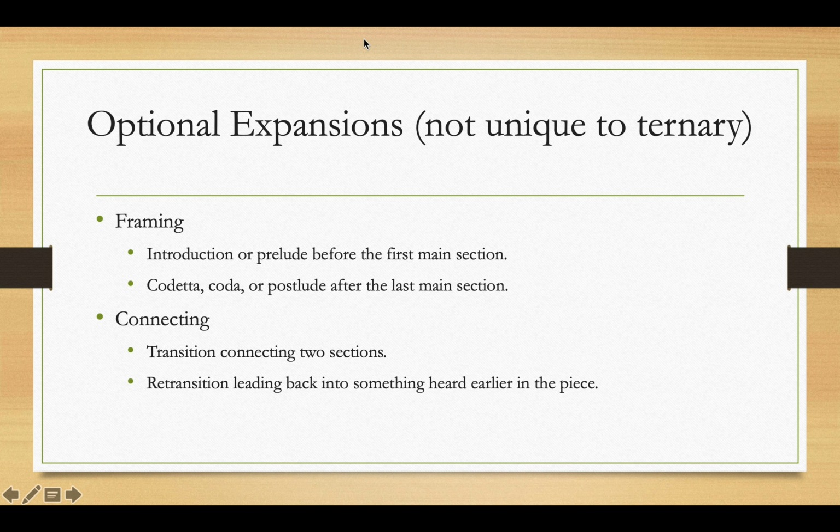Or similarly, there might be a retransition. A retransition is basically just a fancy name for a transition that leads us back to something we've already heard before. So in the context of a ternary piece, a retransition could appear before that last A section, getting us ready for the reprise of that A section.